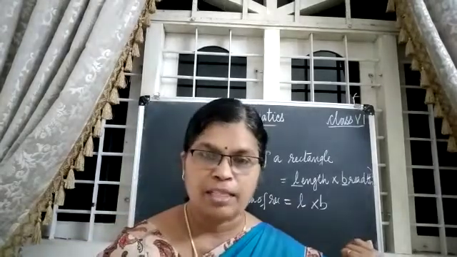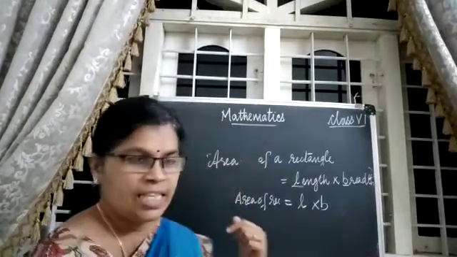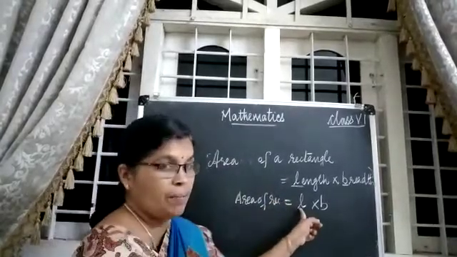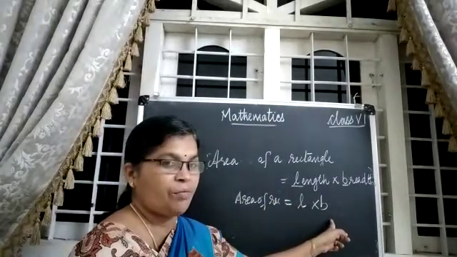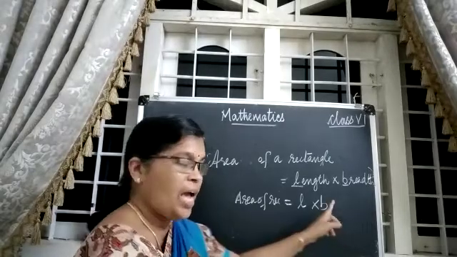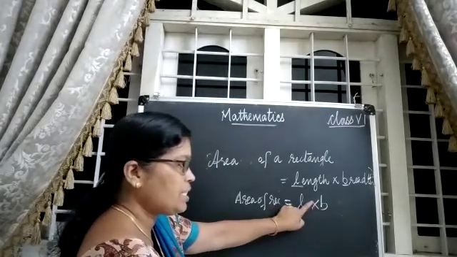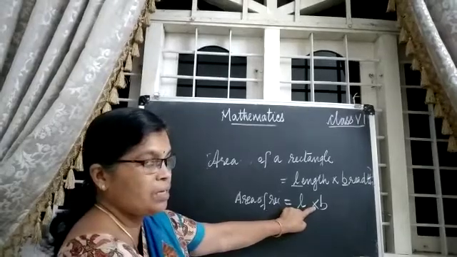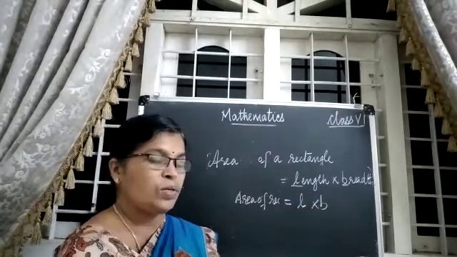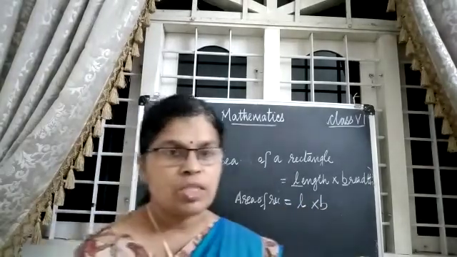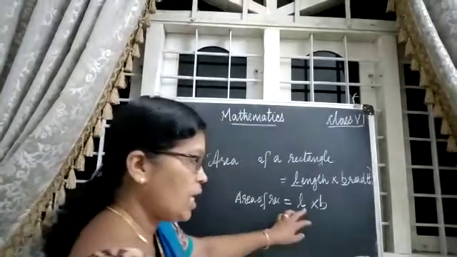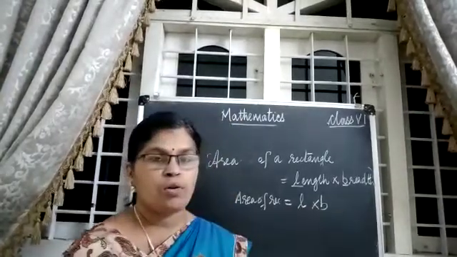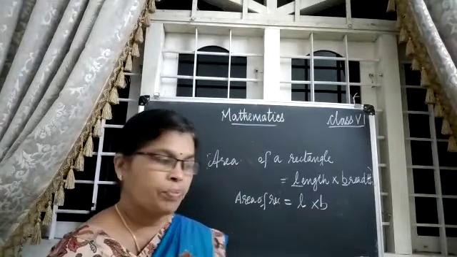It is an algebraic expression because in this there are variables. L and B are variables. Okay, and there is a sign, the multiplication sign. So multiplication is there. So it is an algebraic expression. Okay, so L into B is an algebraic expression.